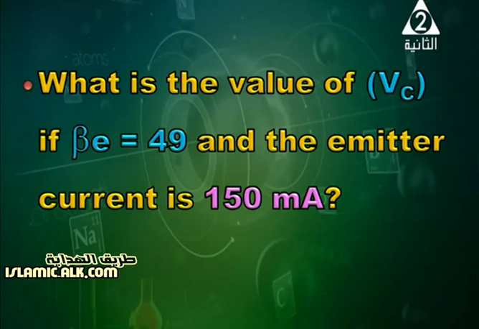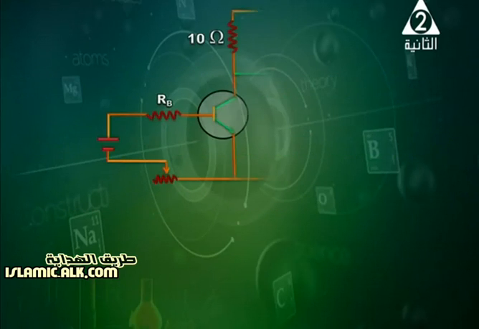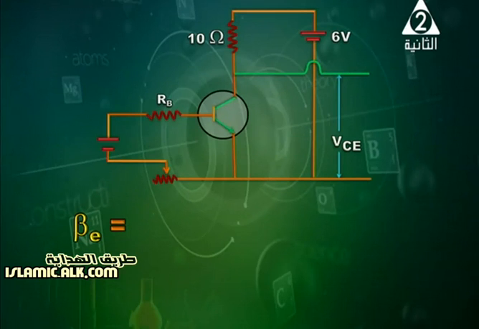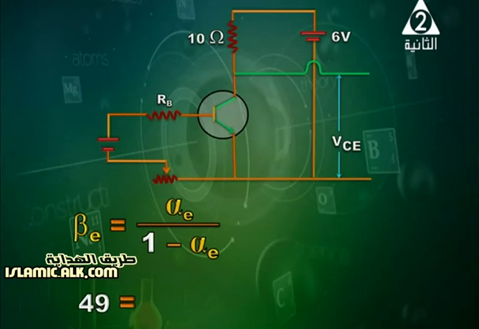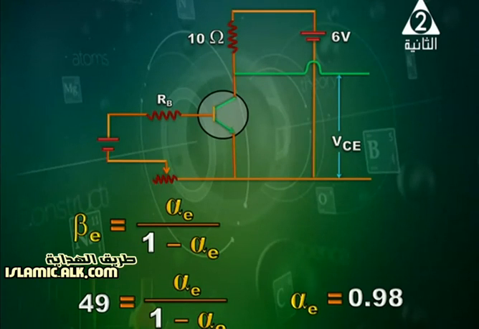What is the value of VC, voltage across the collector, if the current gain beta E is given to be equal to 49 and the emitter current is 150 milliampere? Beta E equals 49. Emitter current equals 150 milliampere. Current gain is given by the relation alpha E over 1 minus alpha E. Current gain equals 49 equals alpha E over 1 minus alpha E. So alpha E must be equal to 0.98.